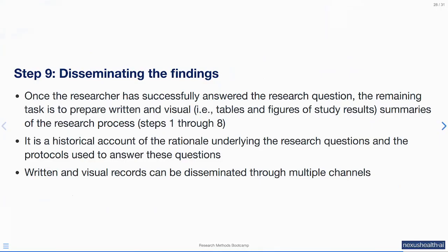Once the researcher has successfully answered the research question, the remaining task is to prepare written and visual summaries of the research process. That is to say, we need to provide a narrative of steps 1 through 8. And we can present this narrative using tables and figures. This will provide a historical account of the rationale underlying the research questions and the protocols that were used to answer these questions. Written and visual records can be disseminated through multiple channels.